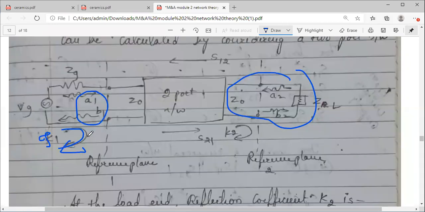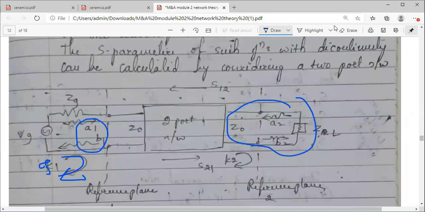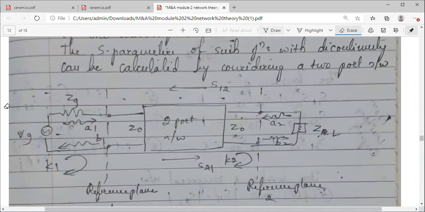So let me start. I have already explained this figure to you, what all it contains, but let me just recall it one more time. I have a source impedance ZG, incident wave, reflected wave. This is the characteristic impedance of a line. Then at the receiving side, we don't have perfectly matched conditions. We have a load, incident wave, reflected wave at port 2.